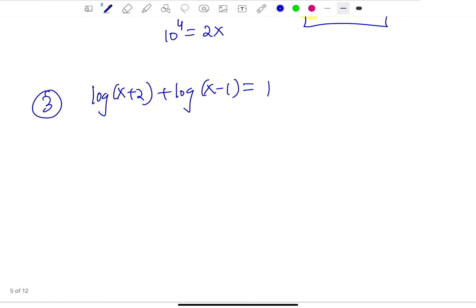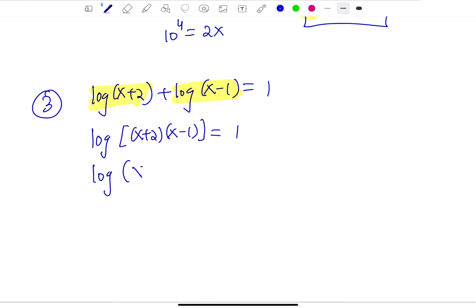Next problem, again, the base is 10. We do have two separate logs on the left-hand side. We can use the product rule to write it as a single log with the product of x plus 2, x minus 1 inside. So on the left-hand side, the product rule gives me x squared minus x plus 2x, so that's x squared plus x minus 2 equal to 1.